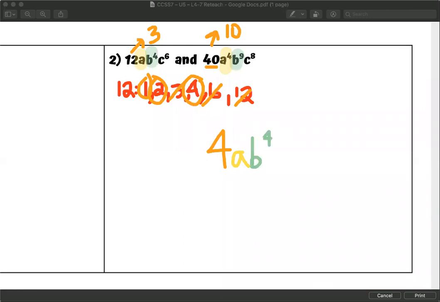And then for C, we have C to the 6th and we have C to the 8th. So the lowest amount that they both share there is the 6. I'm going to rewrite. This one only has 6, so it can't have 8. So your GCF is 4A, B to the 4th, C to the 6th.